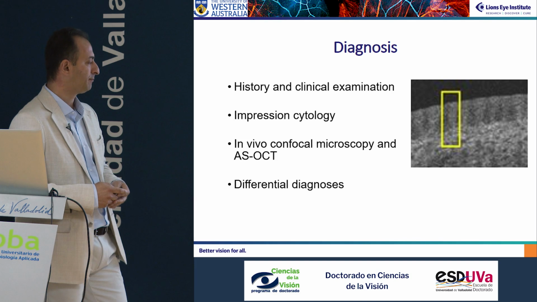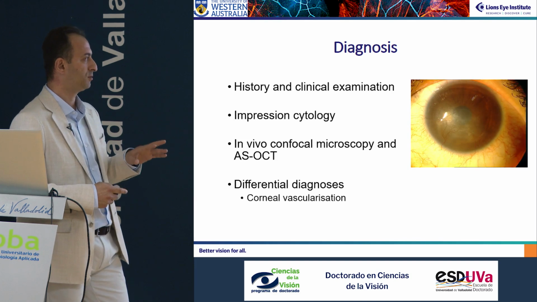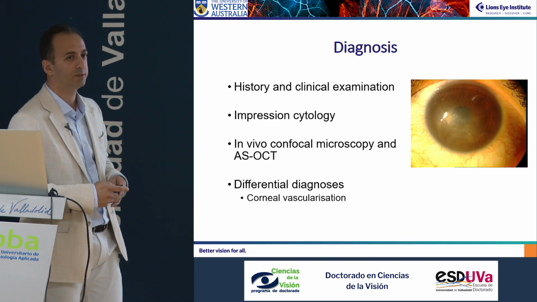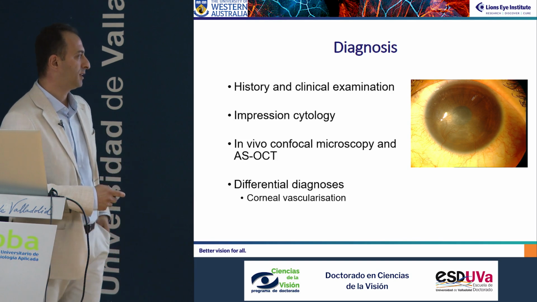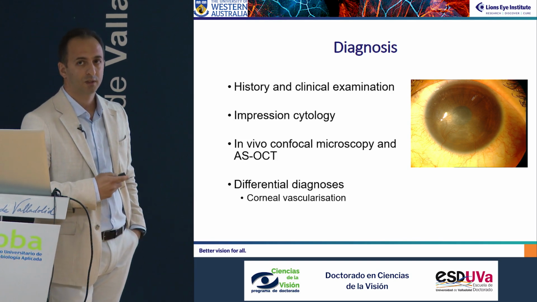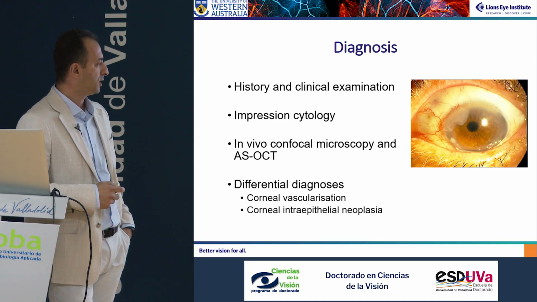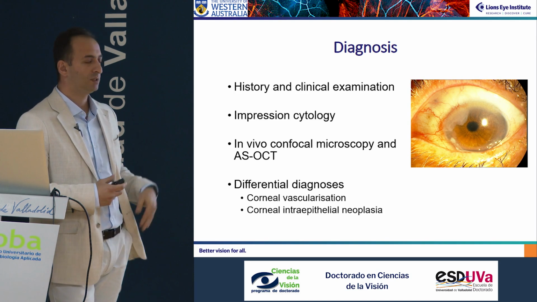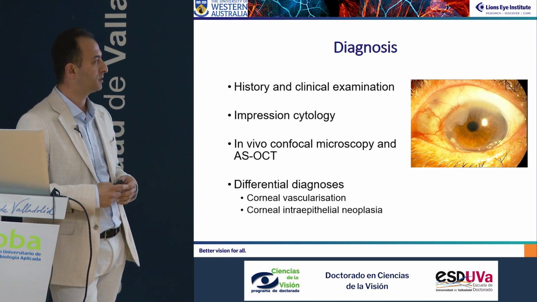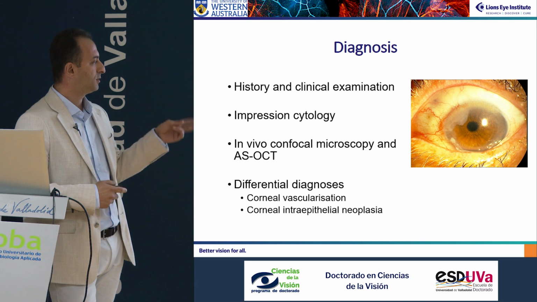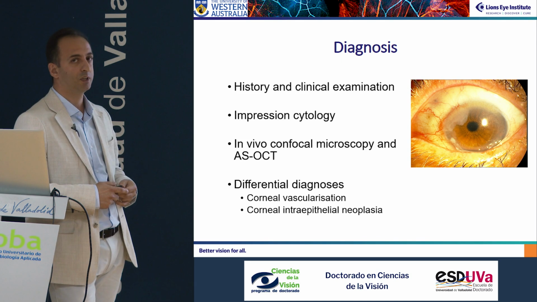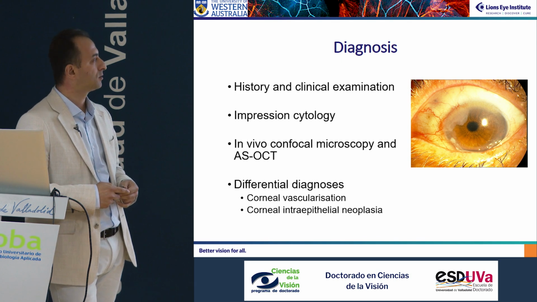And there are two main conditions that we have to differentiate from limbal stem cell deficiency. One is corneal vascularization due to other causes like infections. They can cause vascularization without limbal stem cell deficiency. And also corneal intraepithelial neoplasia, which is a neoplastic disease. So both of these conditions can be differentiated from limbal stem cell deficiency with impression cytology, so we can diagnose it.